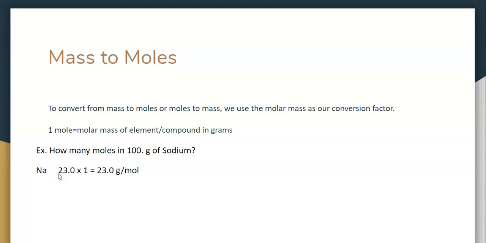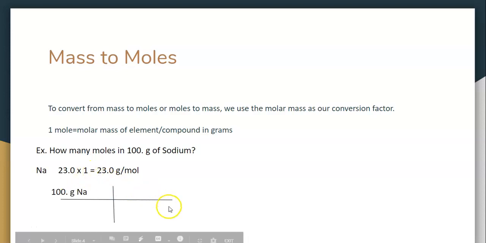I only have one of them. Na doesn't have a subscript, so 23.0 times 1 is 23 grams per mole. Next, I'm going to make my T-chart, because I'm going to do my conversion factor, and I'm going to look at what's given in the problem, and it says that I have 100 grams. So I'm going to put that in my upper left. To get rid of grams, I'm going to use my conversion factor, and grams is going to go on the bottom. Now, the number goes with grams.